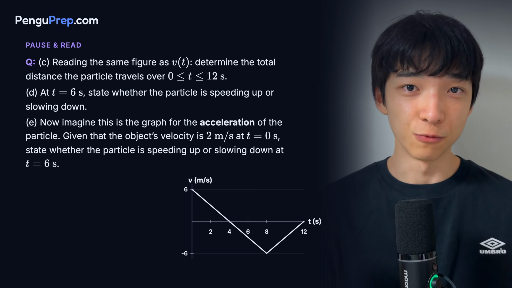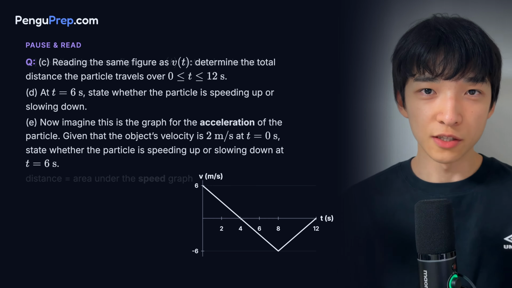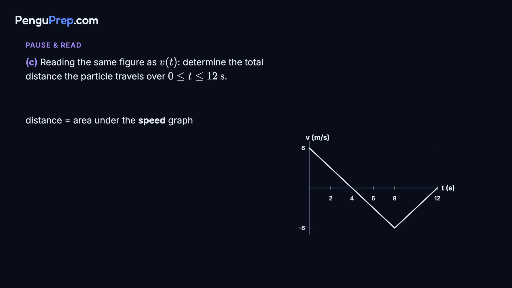Now pause the video, read this problem, then listen to my explanation. The total distance an object travels is going to be the area underneath the speed graph of the object. Since we're given the velocity graph of the object, we first need to find the speed graph. How do we do that?